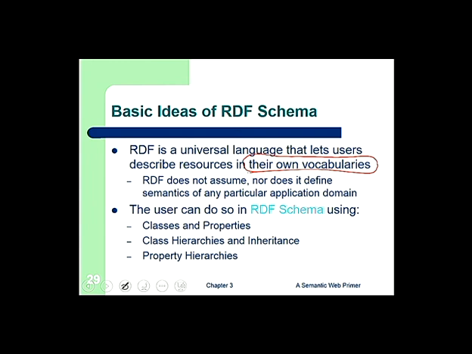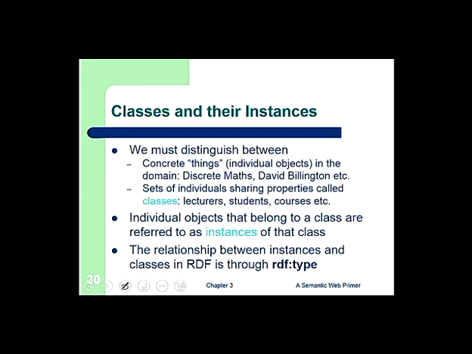RDF does not assume this vocabulary, nor does it define the semantics of any particular application domain. The user can do so in RDF schema. In RDF schema, we can define classes, properties, class hierarchy, property hierarchy, and some other things we discussed today. We must distinguish between concrete things, individual objects, like discrete math, which is a concrete thing, an individual object, and David Billington is a concrete thing. And the sets, the general things, the classes, lecturer, student, course, are all general.